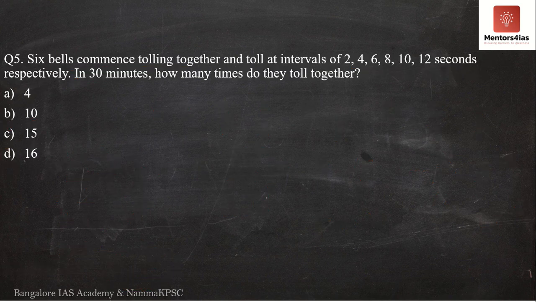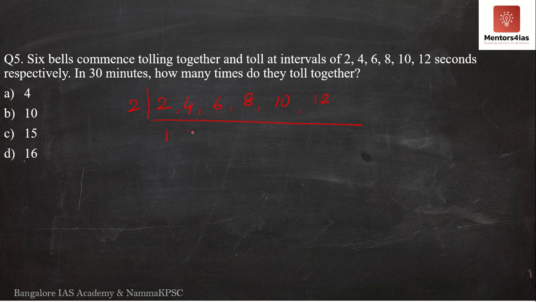Okay, next question, fifth one. Six bells commence tolling together and toll at intervals of 2 seconds, 4 seconds, 6 seconds, 8 seconds, 10 seconds, 12 seconds respectively. So in 30 minutes, how many times will they toll together? Now this is very similar to the previous question. Obviously, we have to find out the LCM. We have to find the LCM for 2, 4, 6, 8, 10 and 12. What is the LCM? Okay, very simple.